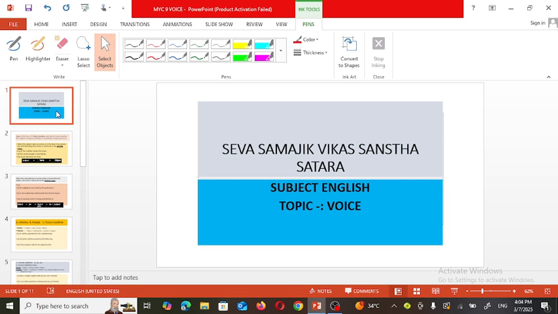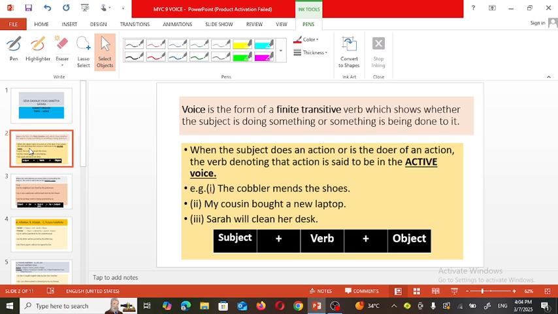Today in our English session we are going to discuss voice. What is voice? Voice is the term of a finite transitive verb which shows whether the subject is doing something or something is being done to it. It means by observing the verb we are able to understand whether the sentence is in active voice or in passive voice. See the format of the sentence when it is in active voice.